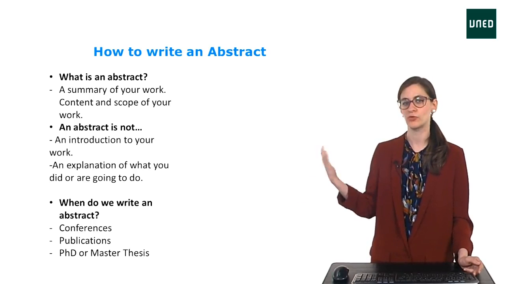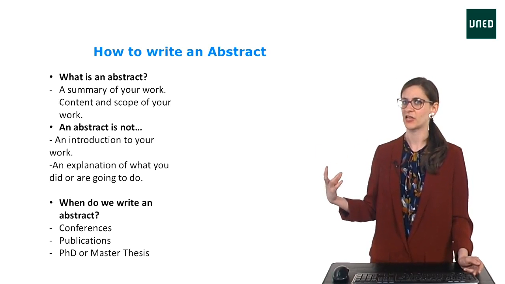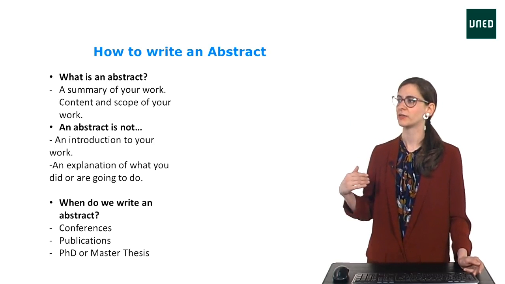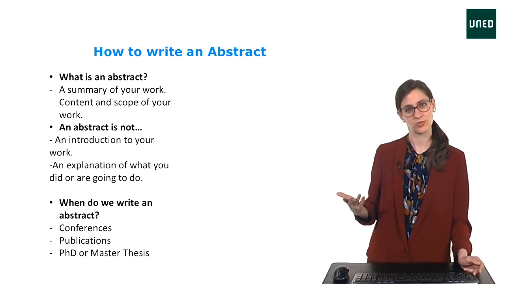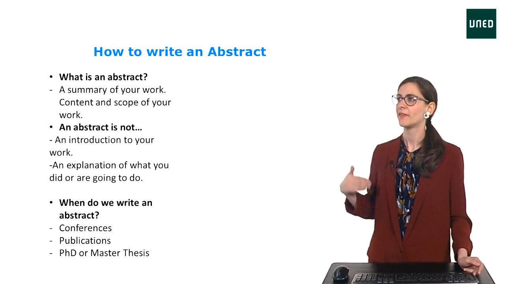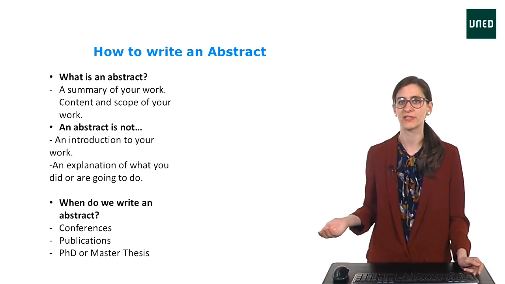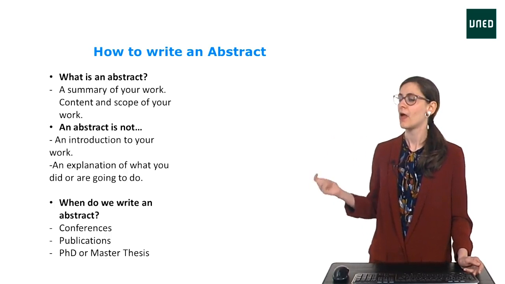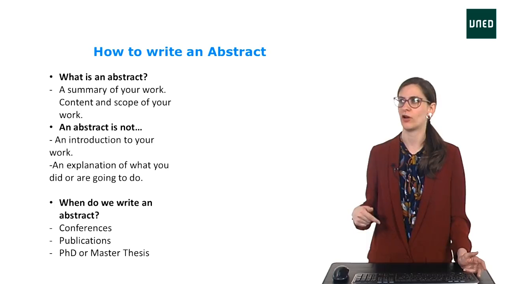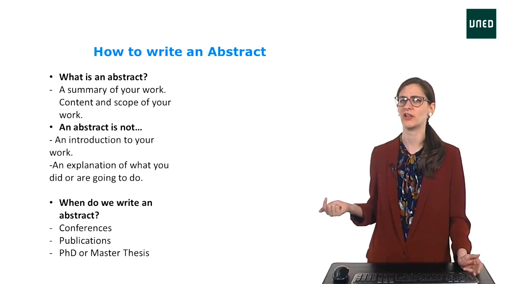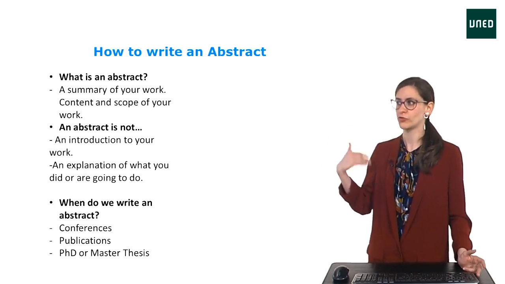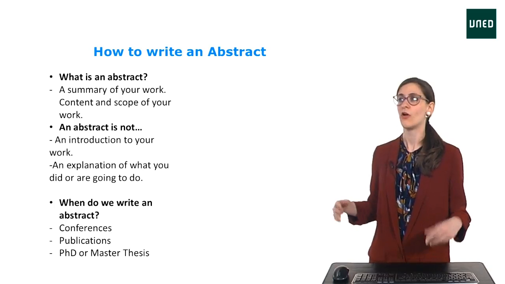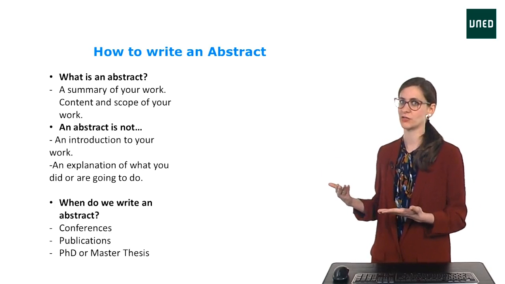For instance, when you apply to go to a conference, the organizers often ask you to submit an abstract. And when you write this abstract, it's usually before you've written the actual paper. That means that if you get accepted in the conference, you will use that abstract as a guide to write your paper. However, when you write an abstract for a publication, for an article in a journal, or for a chapter in a book, or when you write it for your master thesis or for your PhD thesis, often what you do is to finish your work first and then write your abstract.